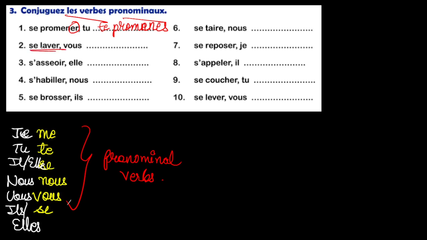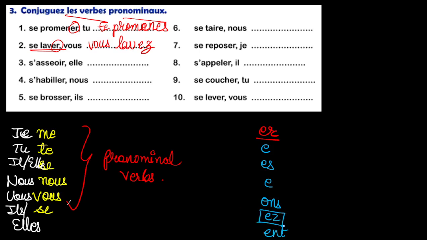So, se laver. Vous. With vous, we use vous only. Vous and laver. So, er will be dropped. So, it will be lavons. Lavez. Okay, ez. With vous, we use ez, right? If there is an er ending. So, the endings which come are e, es, e, ons, ez and ent. So this is with vous. With vous comes the ez.